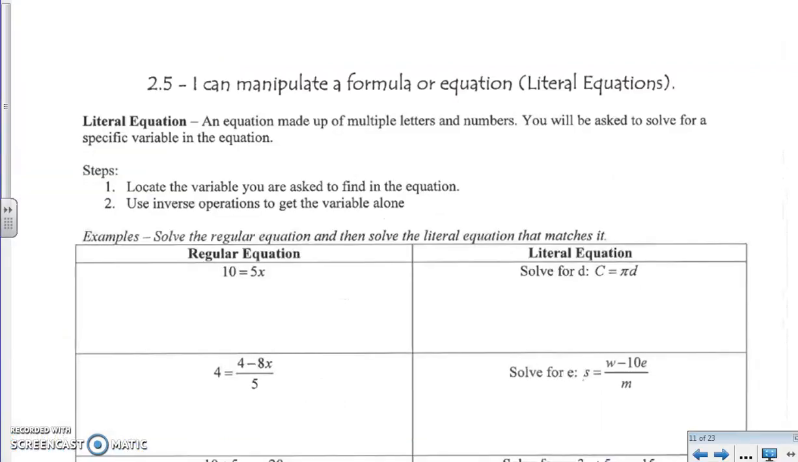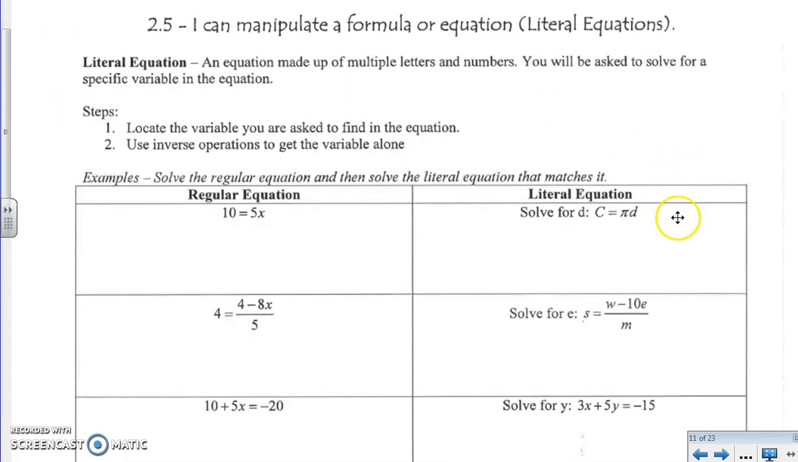For 2.5, we're going to manipulate a formula or equation in order to solve it for a particular variable. So we also call these literal equations. They're made up of multiple letters and possibly numbers, and you'll be asked to solve for one of the specific variables in the equation. So the steps are to first locate the variable you are being asked to find. Then use your inverse operations as if you were solving like any other equation to get the variable alone.